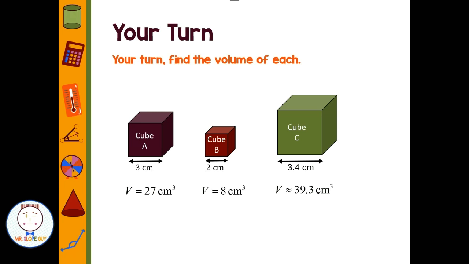And we have a little rounding on that. That's why I use the little squiggly equal sign. That means approximately, or that we've done some rounding. As the other ones were exact, this one we had a little rounding to do to estimate the volume on cube C.